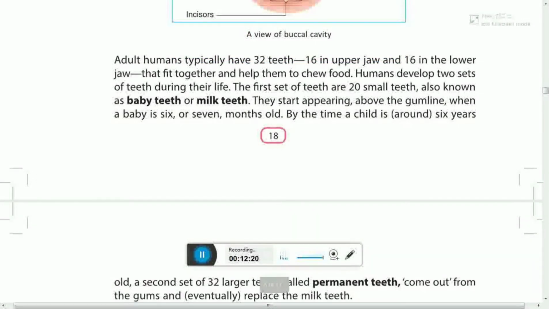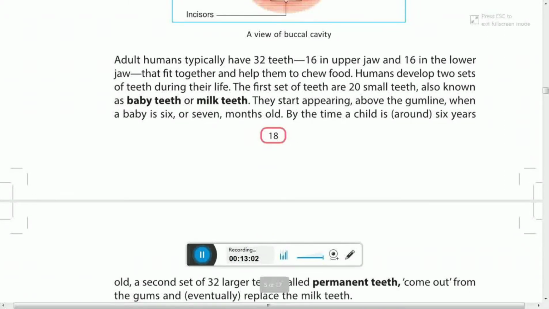Adult humans typically have 32 teeth, 16 in upper jaw and 16 in lower jaw, that fit together and help them to chew food. Humans develop two sets of teeth during their life. The first set of teeth are 20 small teeth, also known as baby teeth or milk teeth. They start appearing above the gum line when a baby is 6 or 7 months old.